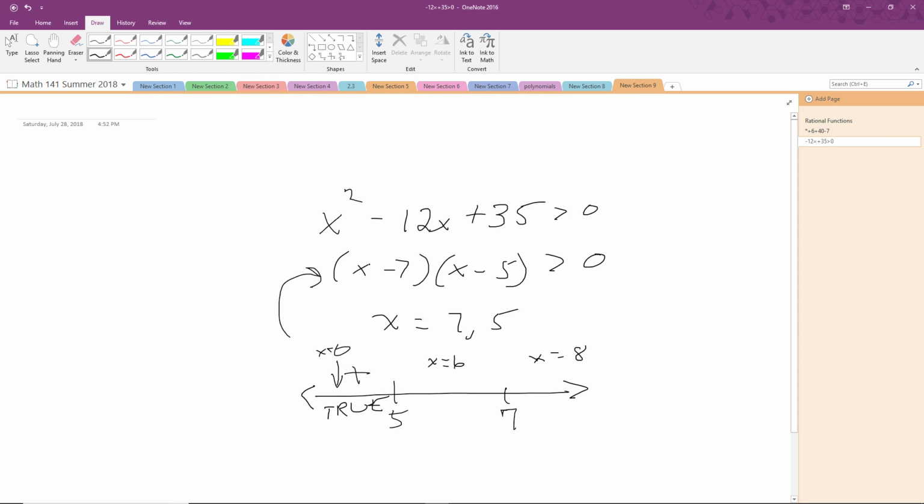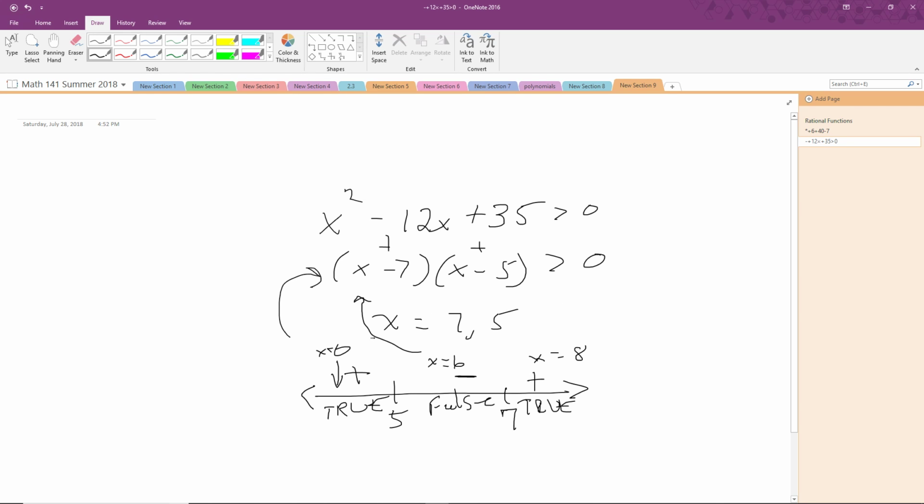Let's plug in 6 and see what happens. I'm just doing some mental math. If I plug in 6, I get a negative number, negative 1 in one factor, and positive in the other. A negative times a positive makes a negative. So it's false. It doesn't satisfy the inequality. And if I plug in a positive number 8 that's greater than 7 and greater than 5, it'll be positive here and positive here, which makes the whole thing true. It is positive.